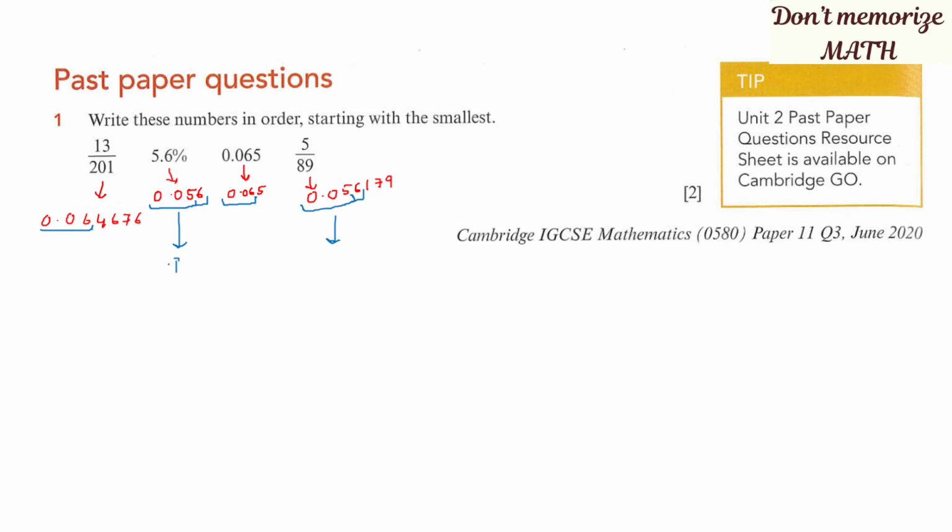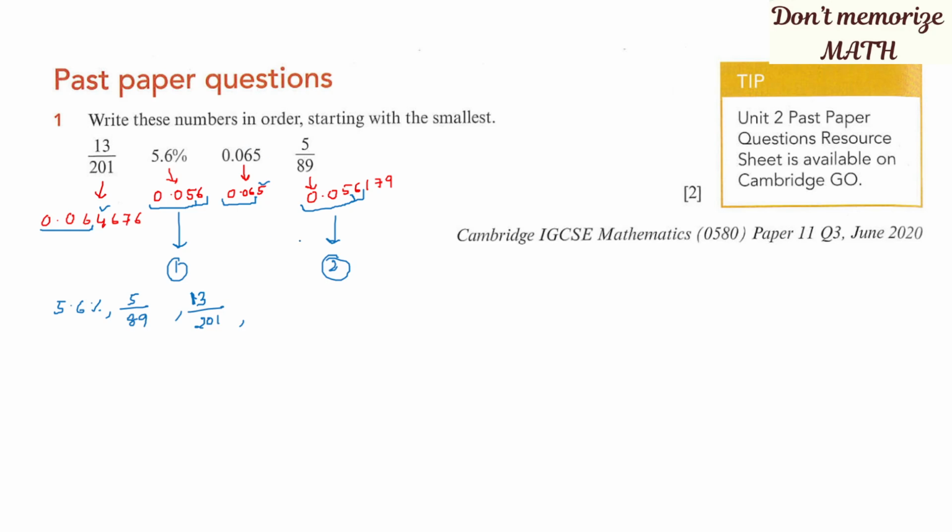So the first smallest number is 5.6 percentage, that is the smallest. The second smallest is 5 over 89. So first one is 5.6 percentage, comma, second one is 5 over 89. Let's find out the third one. Then we have 0.06 and 0.06. The next number is 4 and the next number is here 5. So 4 is the smaller, right? So the next smaller number is 13 over 201.